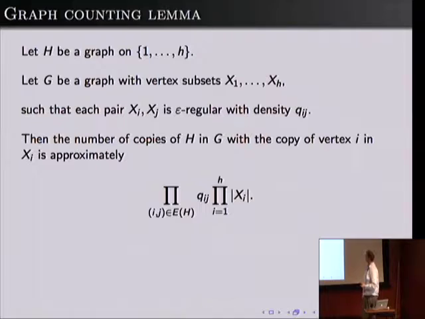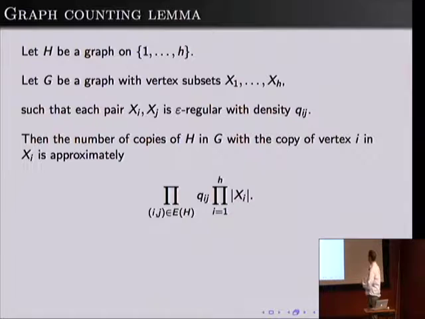One proof is using inheritance of regularity. Basically, you have these pairs which are epsilon regular, and you try to count embeddings one vertex at a time. So you're going to try to count copies of H by first fixing the first vertex in X1 and counting the number of extensions. And when you pick a vertex in X1, by the epsilon regularity, almost all the degrees will be what you would expect. For almost all choices of vertices in X1, you'll have the property that it has the right degree to the other parts.